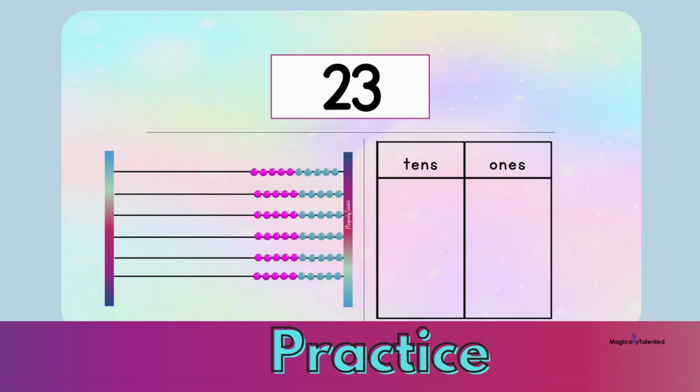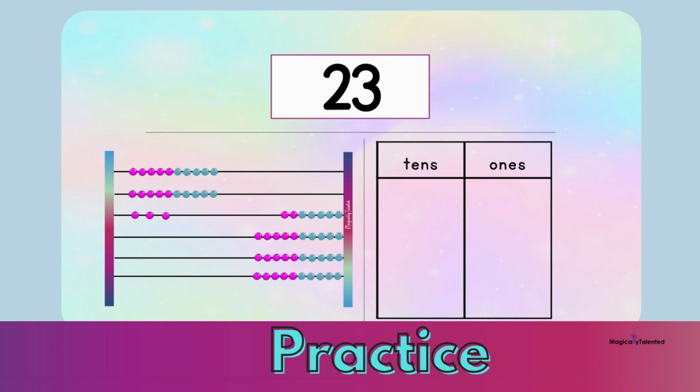Ready? 10, 20, 21, 22, 23. We counted up to the number 23 using the Reckon Rack. Using unit form language, how would we say this number? We have 2 10s and 3 1s, so we would say 2 tens 3.